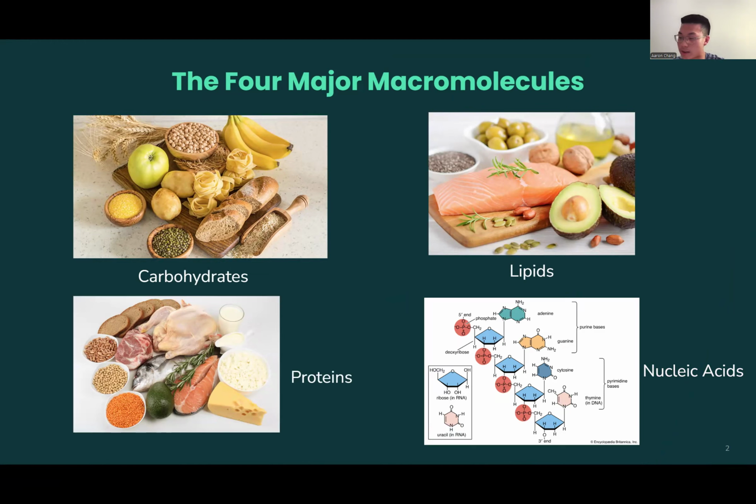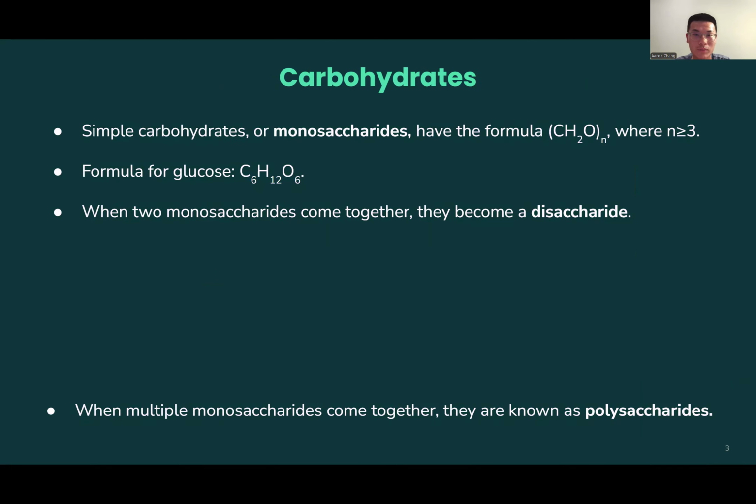And today we'll be talking about the first three at the molecular level, because nucleic acids are special and deserve their own video. They're just so awesome that they need special attention. So buckle up, the train's moving.